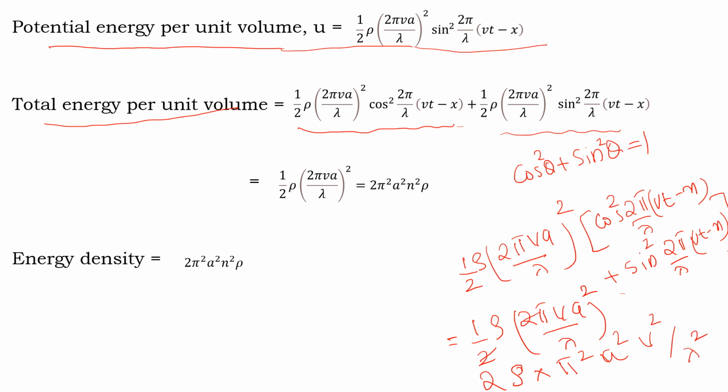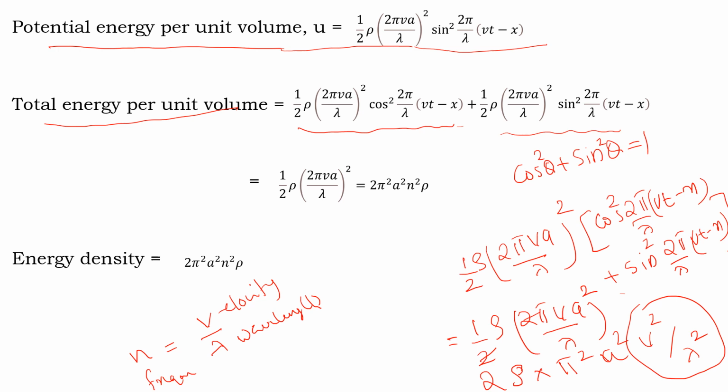In this equation, v square by lambda square, where v is the velocity and lambda is the wavelength, can be represented using the frequency. We know that frequency is equal to velocity by wavelength. Therefore, using n in place of v by lambda, the equation will be 2 pi square a square n square rho. That is, the energy density is given as 2 pi square a square n square rho.